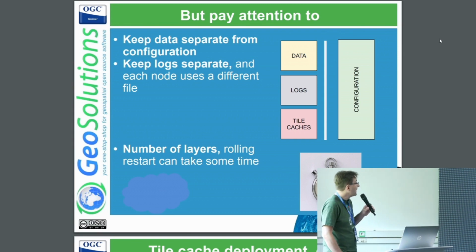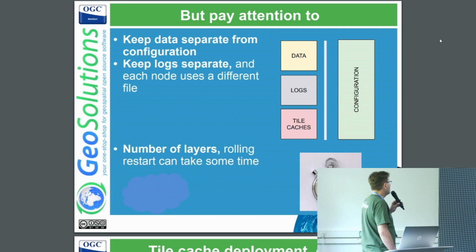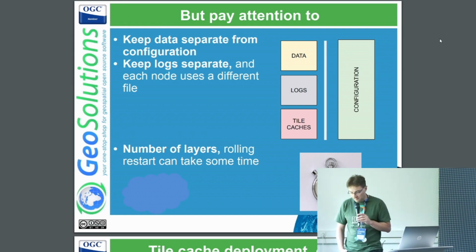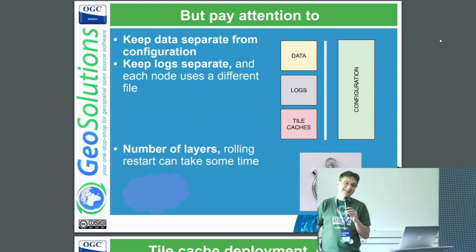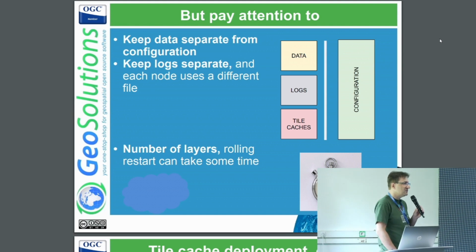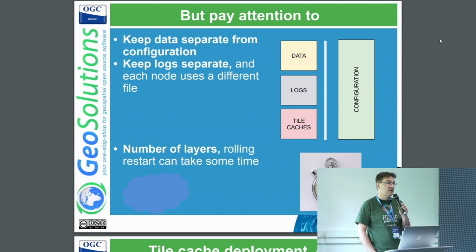There are a few things you have to pay attention to when you are setting up a cluster of this kind. You have to keep data separate from configuration, and we are partially to blame because the configuration directory of GeoServer is called the data directory. People often get confused and think that they need to stick the data into the data directory. Actually, no, for a proper production environment, you keep only whatever is static in the data directory, and you keep out of it data, logs, and tile caches.